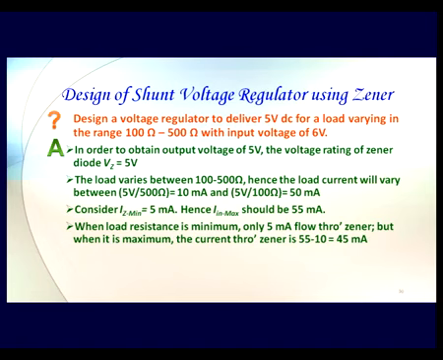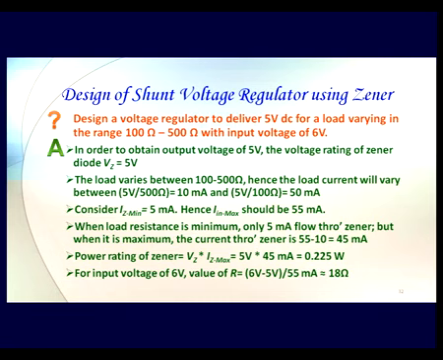That is, my Zener will have to pass 45 milliampere through it. So my power rating of the Zener has to cater for the maximum Zener current that may be passing through it, that is 45 milliampere into the Zener voltage 5 volt, which comes out to be 0.225 watt or approximately quarter watt.